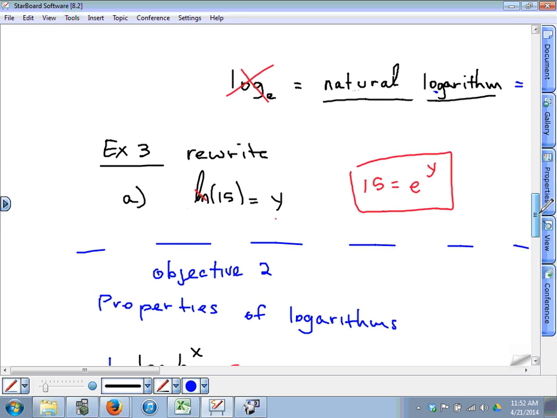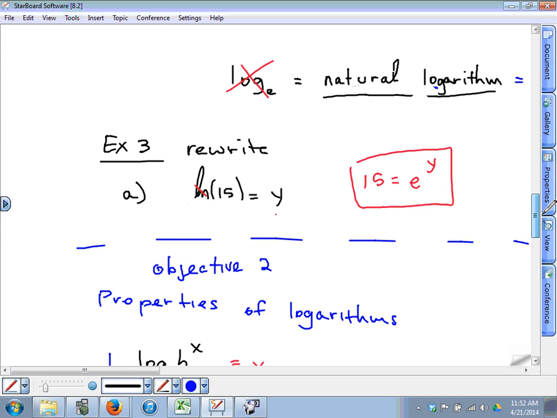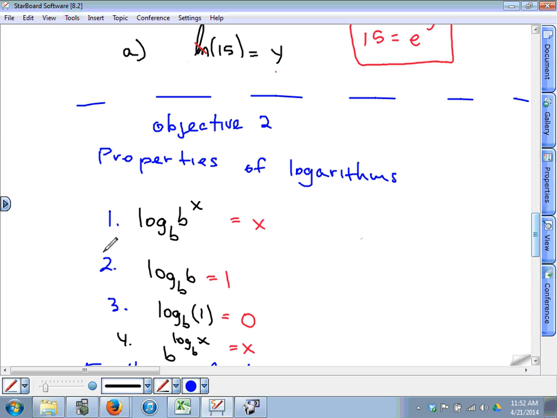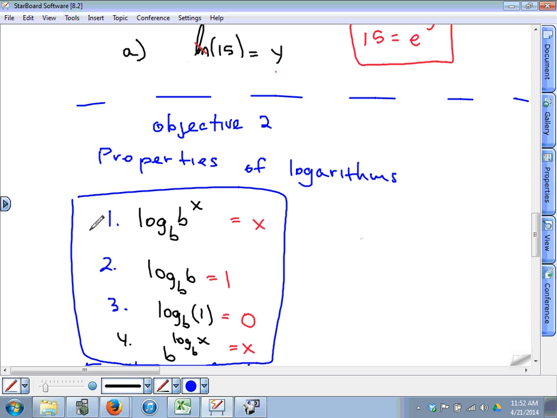So, here are some properties of logarithms, most of which we've already talked about, but I just want you to write them down so you can find them easily. These are the 4 basic properties of logarithms. Write those down real quick.